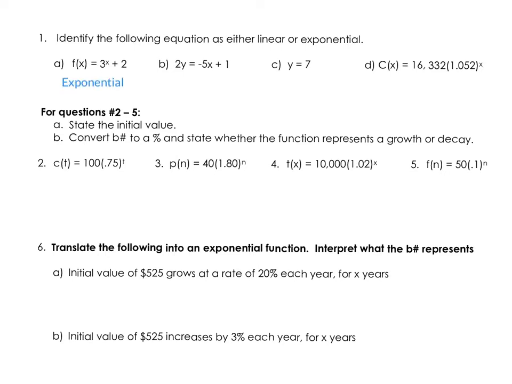Okay, part B, we have 2y equals negative 5x plus 1. Well, the first thing I notice is it's not in y equals. I could get it into y equals by dividing everything by 2, and I would have y equals negative 5 halves x plus 1 half. Either way, this is going to be linear because it doesn't have the x as an exponent. It has a constant rate of change.